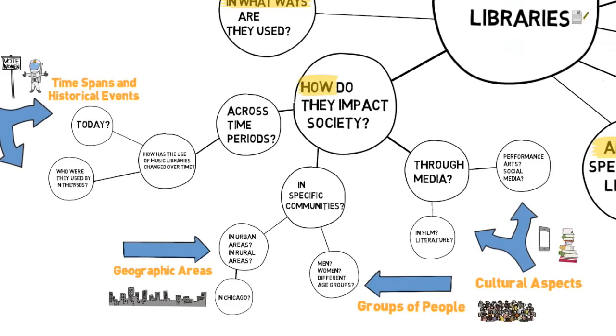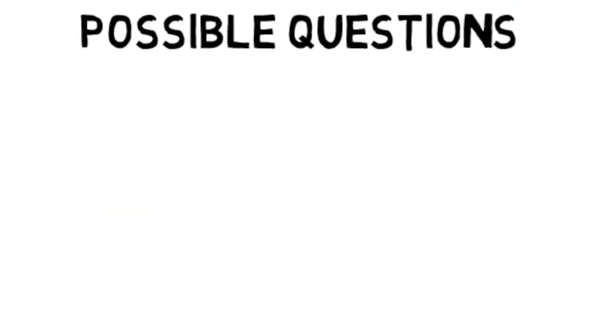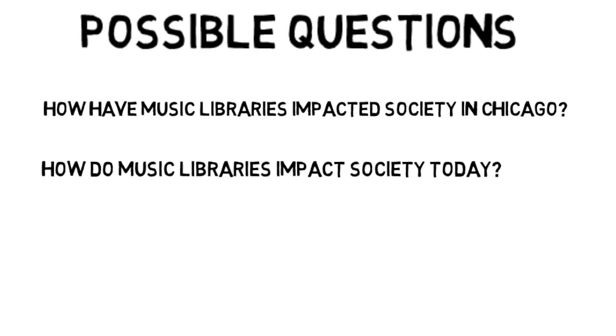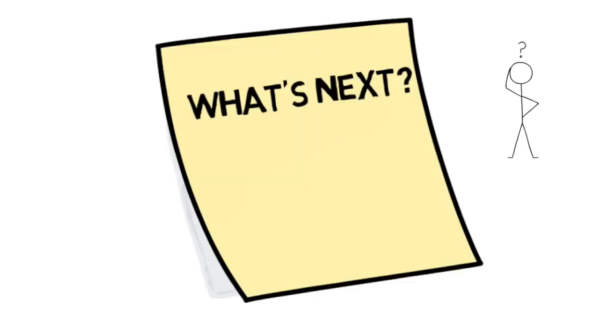Now look at your map and the questions you've asked. You probably have quite a few possibilities to consider. By choosing keywords and concepts from your map, you can formulate your ideas into the question you want to explore. So what's next? Here are just a few ideas.